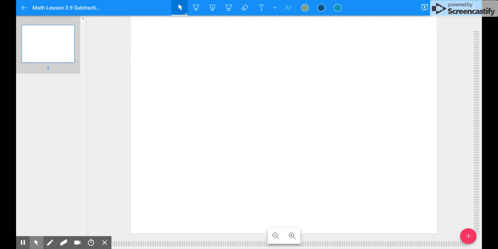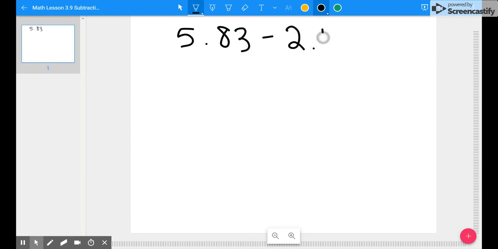So this math lesson comes from Chapter 3, Lesson 9. We are just going to subtract decimals not using pictures and not using base 10 blocks. So if I have this problem, 5 and 83 hundredths minus 2 and 18 hundredths.